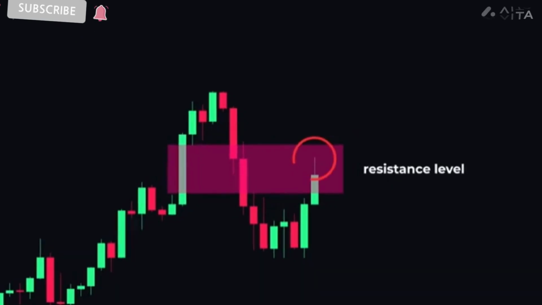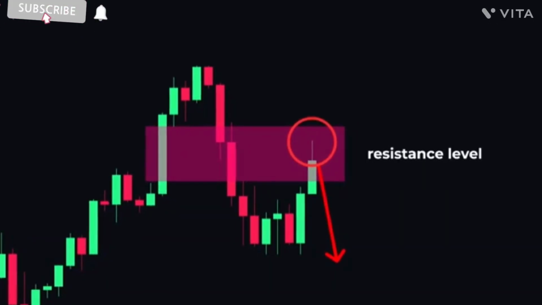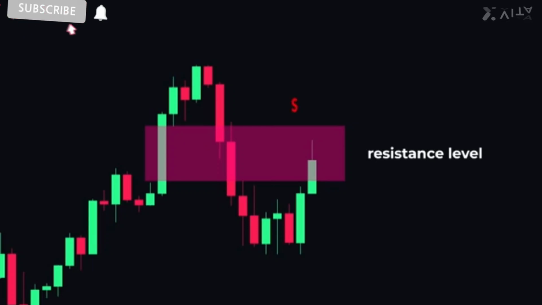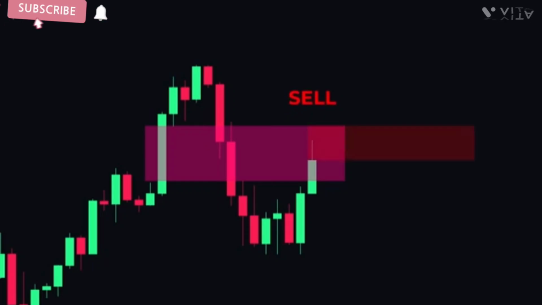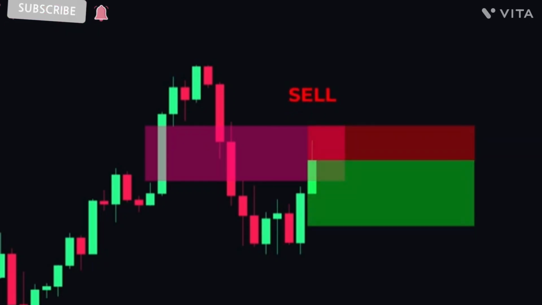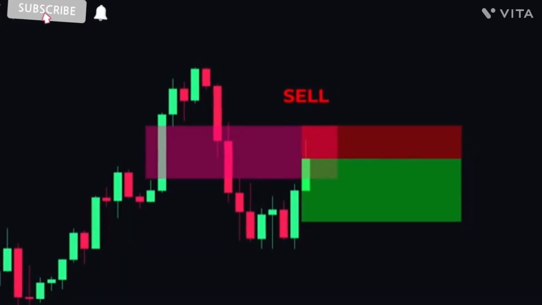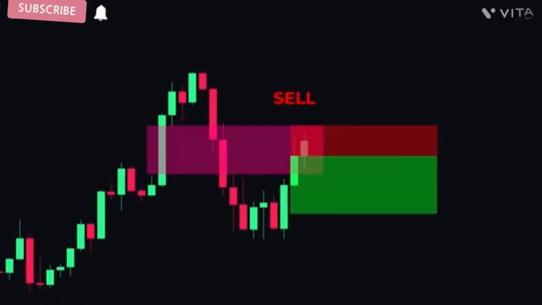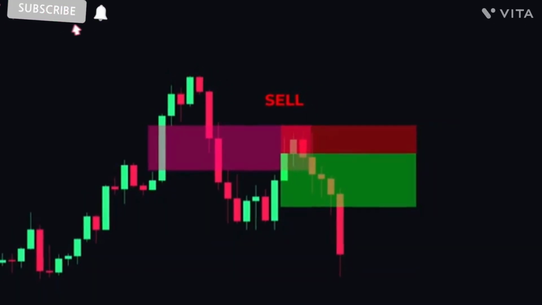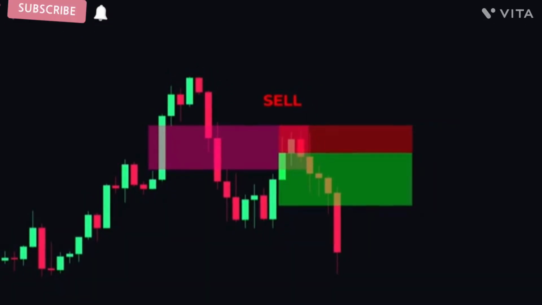Once it retraces, take a position opposite to the original direction of the fair value gap. If it was a bullish fair value gap, open a short position. Now, manage your risk by placing your stop loss just above the fair value gap and aim for a take profit level at twice the distance of your stop loss.